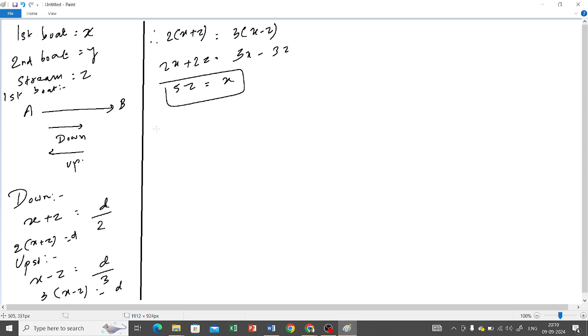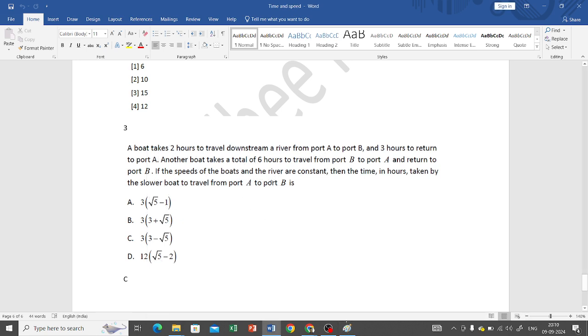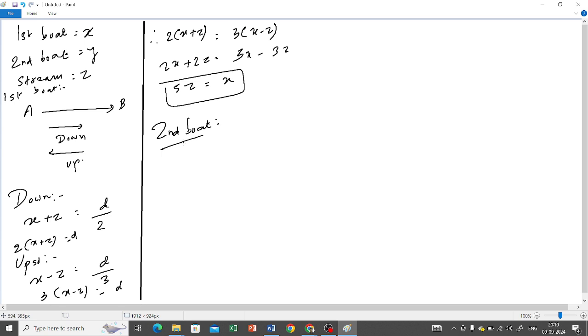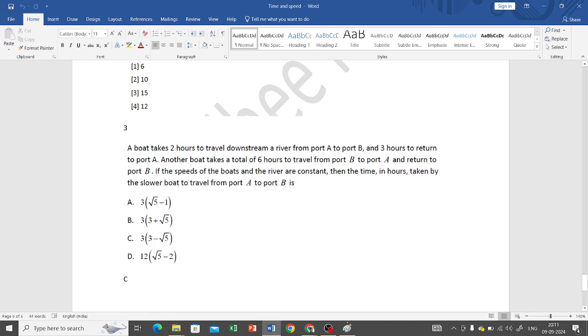Okay, now another boat. Second boat, what it is telling: another boat takes 6 hours to travel from port B to A. So B to A. So this is A, this is B. So from B to A, but remember, this is downstream and this is upstream. What it is given is that another boat takes a total of 6 hours to travel from port B to A and return to B. So this is the total time.